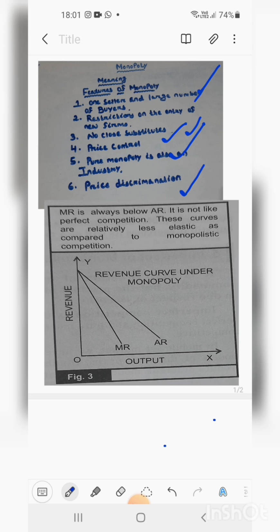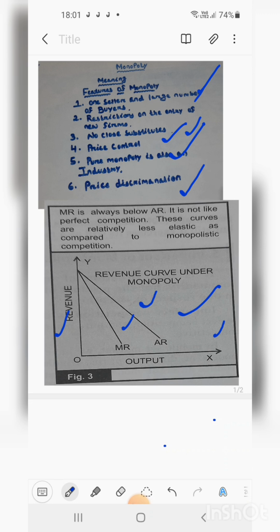See this diagram. The OX axis shows the output, OY revenue. This is the average revenue curve. This is the marginal revenue curve. Marginal revenue is always below average revenue. It is not like perfect competition. These curves are relatively less elastic compared to monopolistic competition.